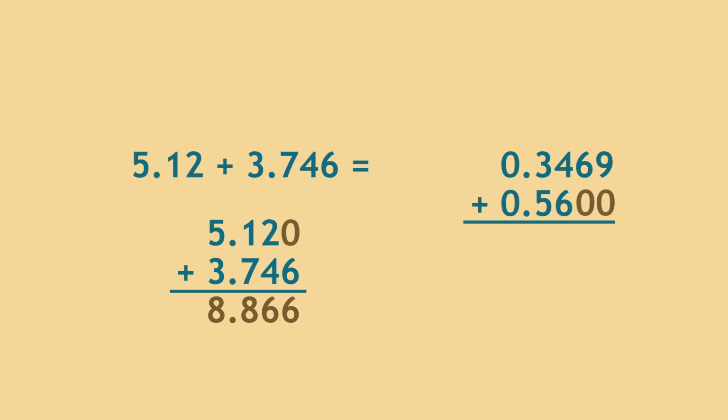Add a couple zeros as place value holders, and then we are going to start adding. So our answer should be 9,069, and that would be 10 thousandths. So 9,069 10 thousandths. All right, great job.